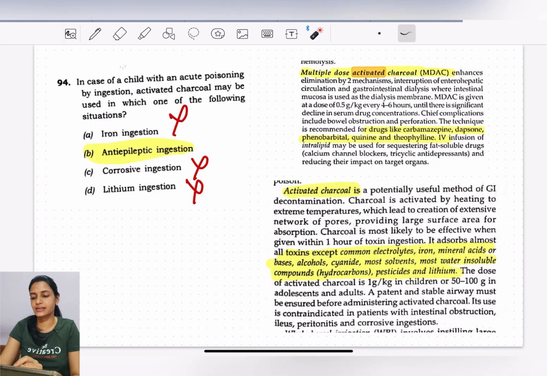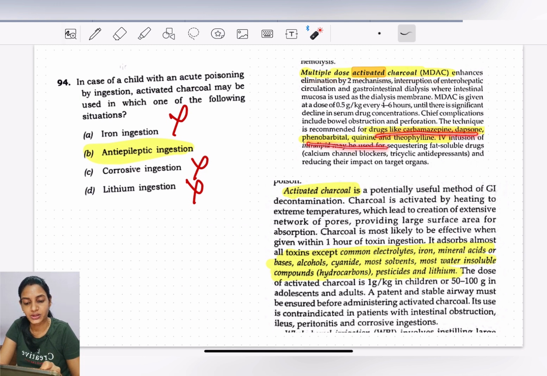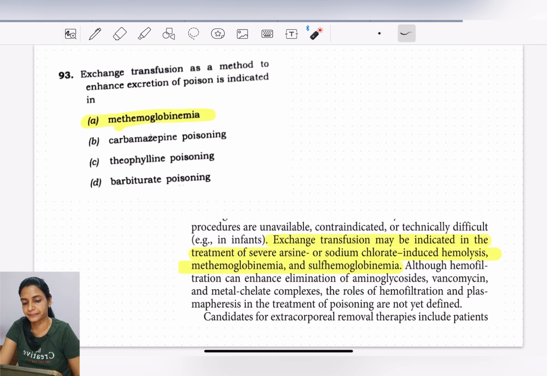So in this case, they are talking about a child with an acute poisoning by ingestion. So activated charcoal can be used in which of the following situation? So multiple dose activated charcoal can be used in anti-epileptic drugs like carbamazepine, dapsone, phenobarbital. It should not be used in case of common electrolytes, iron, mineral acid, alcohol, cyanide, water insoluble compound, pesticide. So in iron, corrosive, lithium, we should avoid activated charcoal. It can be used in anti-epileptic injections. So answer for this is B.